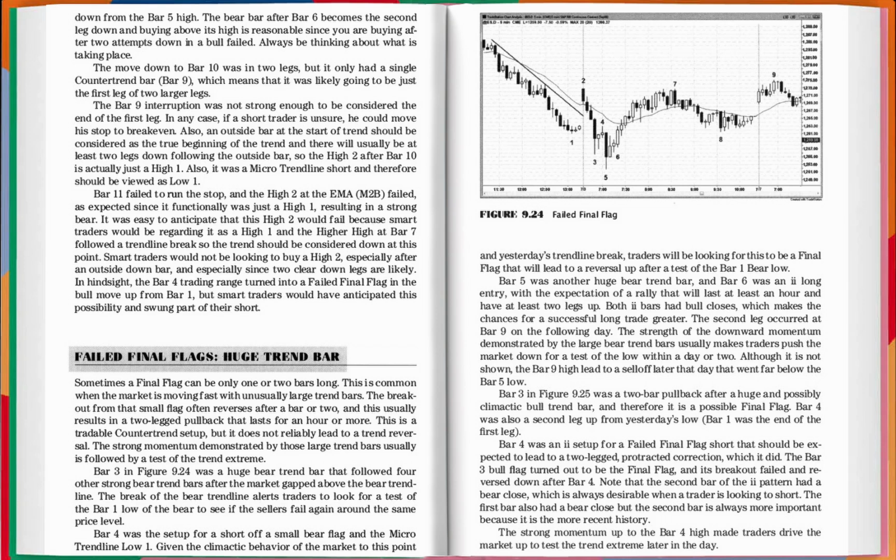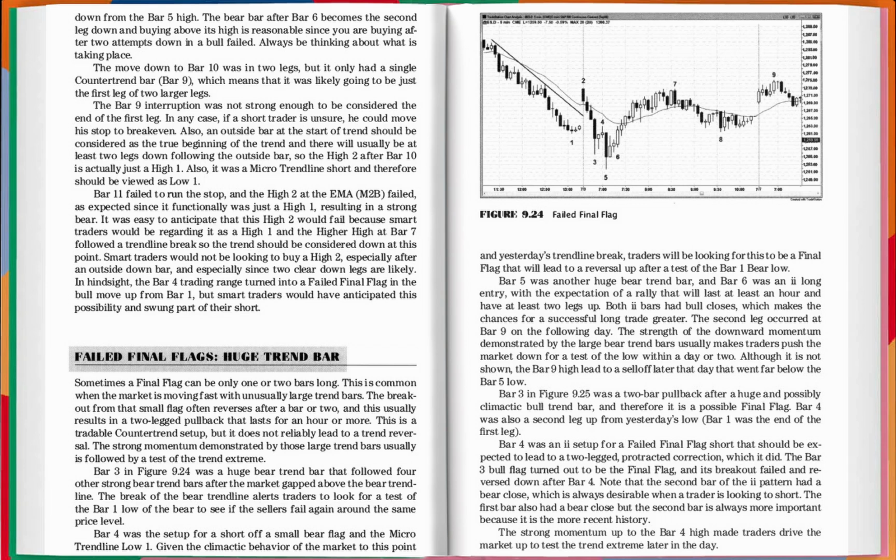Bar 3 in figure 9.24 was a huge bear trend bar that followed 4 other strong bear trend bars after the market gapped above the bear trend line. The break of the bear trend line alerts traders to look for a test of the bar 1 low of the bear to see if the sellers fail again around the same price level. Bar 4 was the setup for a short off a small bear flag and the micro trendline low 1. Given the climactic behavior of the market to this point in yesterday's trendline break, traders will be looking for this to be a final flag that will lead to a reversal up after a test of the bar 1 bear low.